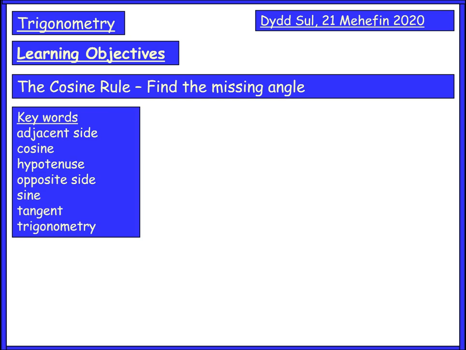Morning. So last lesson we looked at the cosine rule, finding the missing side. Today we're going to look at the cosine rule, find the missing angle. So as per usual, headings, lesson objective, keywords and the dates in Welsh. Off you go. Hit pause. When you're ready to move on, hit play again.